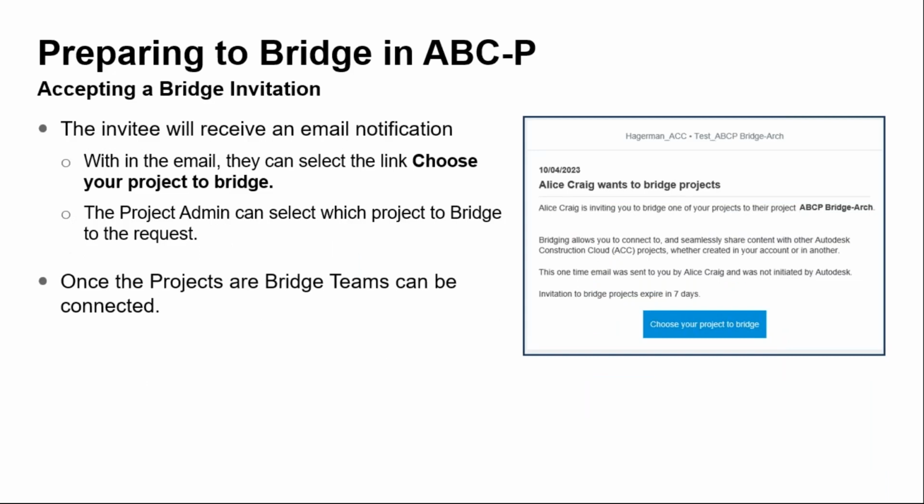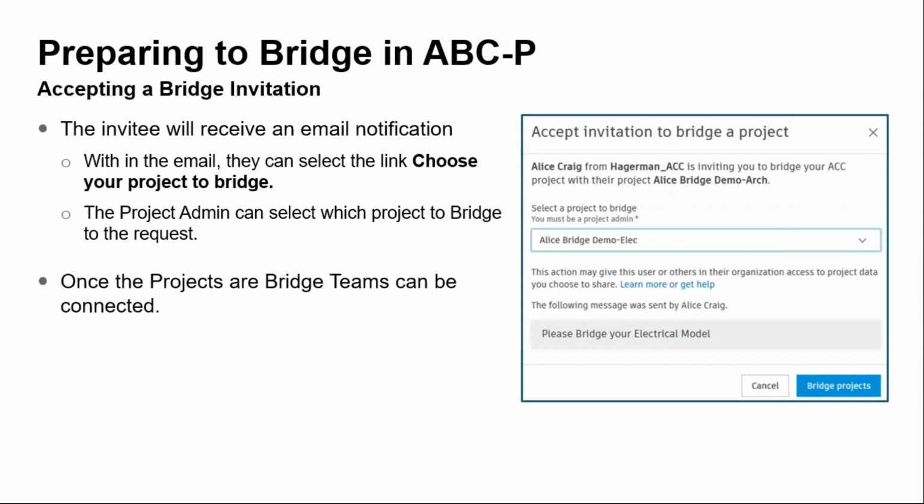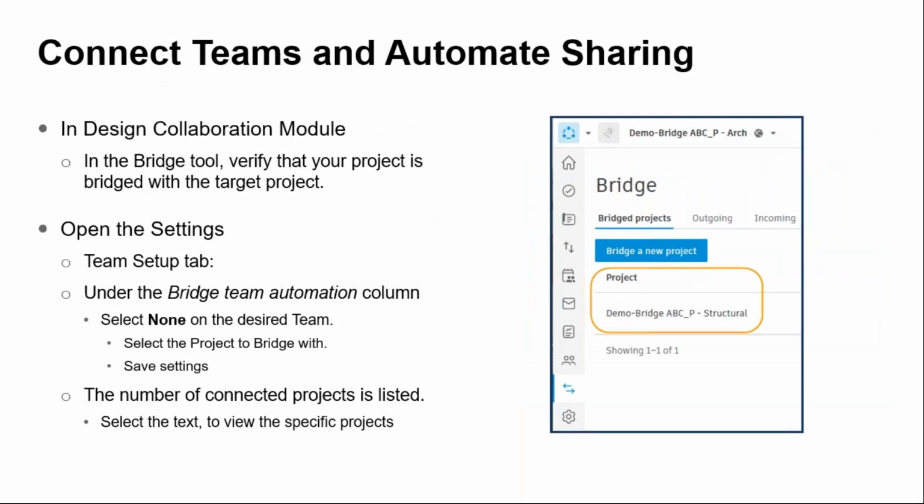When another project requests a bridge be created, the invitee will receive an email notification with the link to the bridged project. The email will note who made the request and which project is requesting the link. When the email link is selected, any notes provided by the sender will also be displayed. The project admin receiving the request can then select which of their projects they would like to bridge to the invitation.